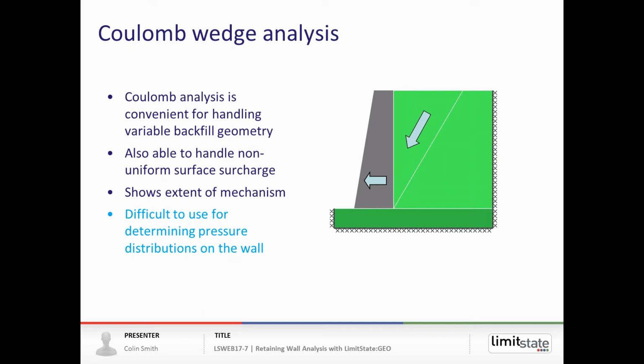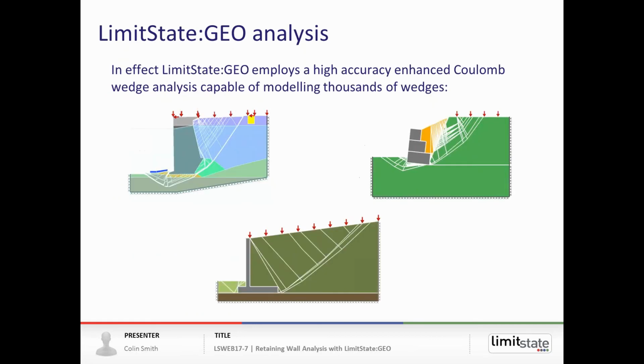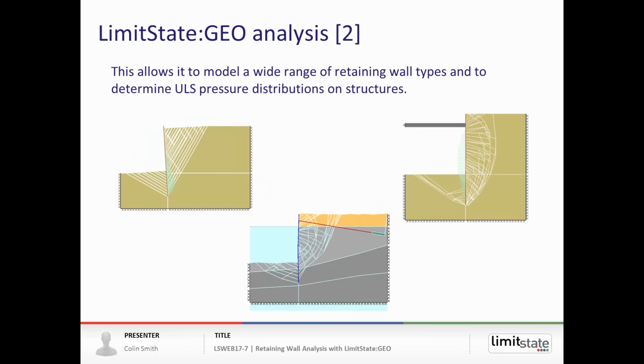Now, what LimitState GEO does is essentially a Coulomb wedge analysis, but instead of working with one wedge, we basically work with thousands and thousands of wedges to give us a very accurate answer that is able to provide a solution to any problem type that we care to look at. So this shows a few examples of the types of problems that we can see: key walls, gabion walls, cantilever stem walls, and also sheet pile walls. And the method, because we can use thousands of wedges, is able to give us pressure distributions and moment distributions on structures also.